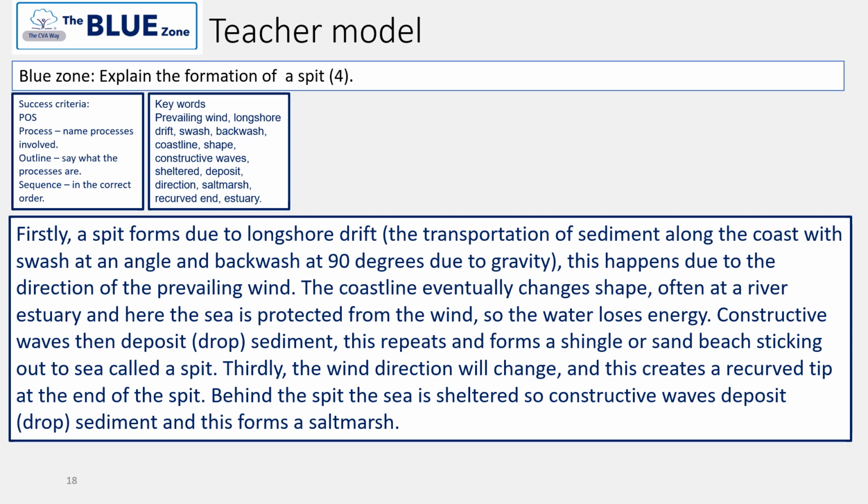The coastline eventually changes shape, often at a river estuary, and here the sea is protected from the wind, so the water loses energy. I've got the sequence. Constructive waves then deposit. Name the process, and say what deposit means. Drop sediment. This repeats and forms a shingle or sand beach sticking out to sea, called a spit. Thirdly, the wind direction will change, and this creates a recurved tip at the end of the spit. Behind the spit, the sea is sheltered, so constructive waves deposit, again process, so I'm outlining it, drop sediment, and this forms a salt marsh.